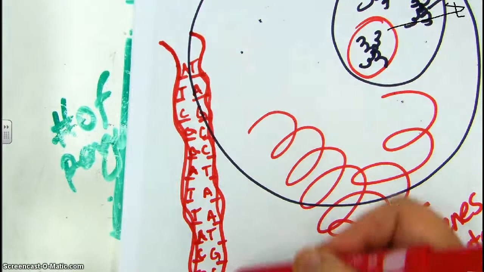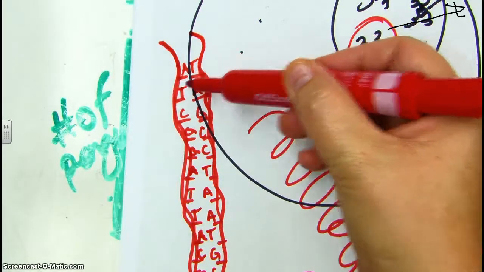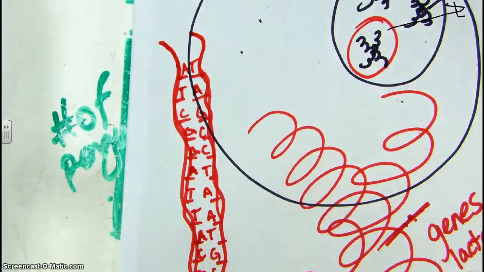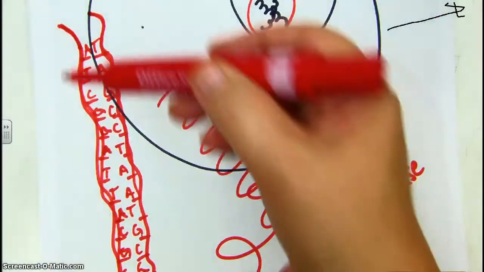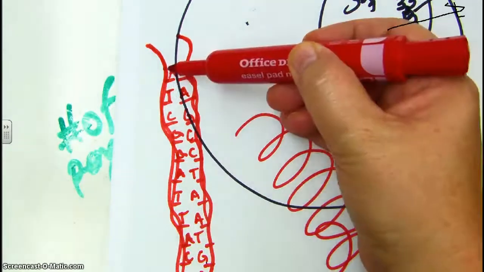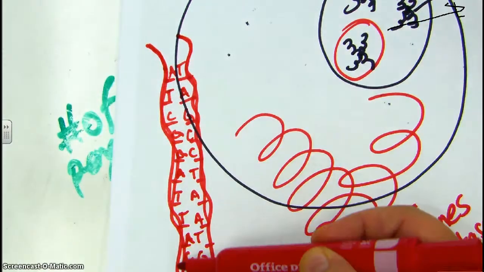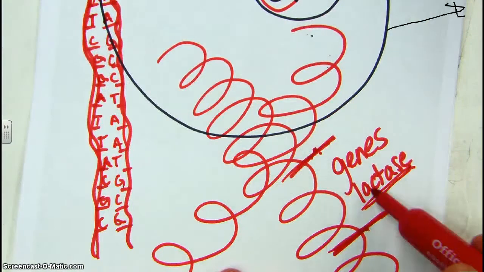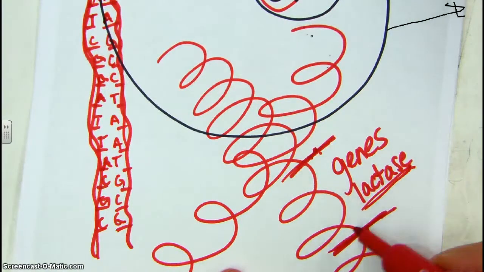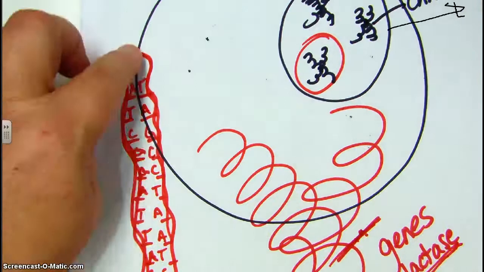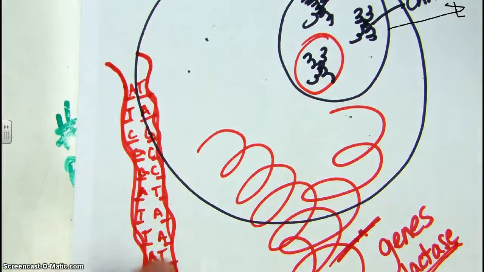Those genes have specific letters that tell what the gene is supposed to be. Okay? So this is the message or the instructions to make this protein. And don't forget, lactase is an enzyme, and enzymes are proteins. Okay? So now I have this piece of DNA. Okay?